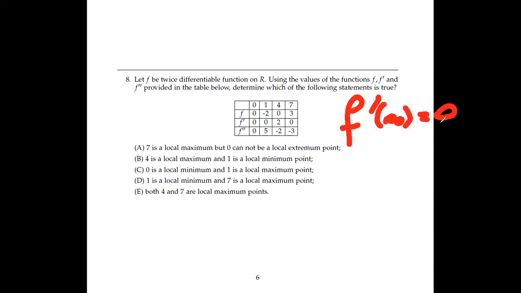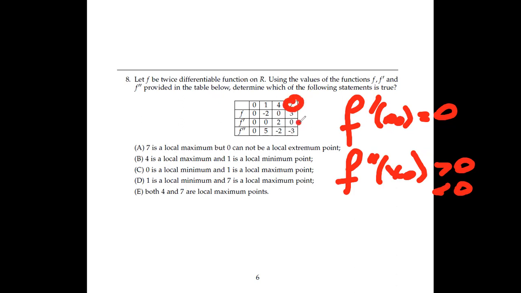F prime x0 equals 0, some critical point. And then to classify that critical point, we should have a look at the second order derivative. Second order derivative positive, the point is a minimum point. Second order derivative negative, it's a maximum point. So A says 7 is a local maximum. It's a critical point, yes. Second order derivative negative, yes.